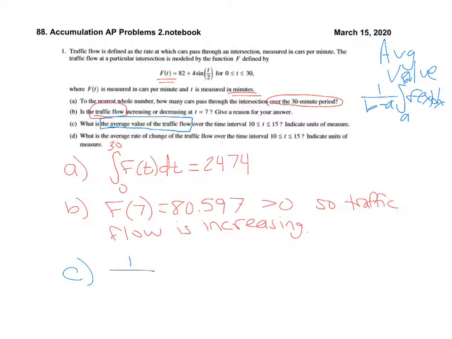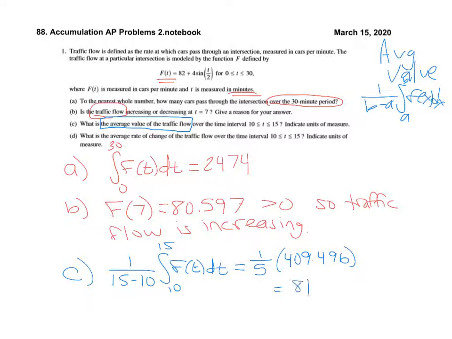So it's 1 over 15 minus 10, the integral from 10 to 15 of f of t dt. I'm going to integrate that, and I get 1 over 5 times 409.496, which equals 81.899. Now, it wants to know what the units are.